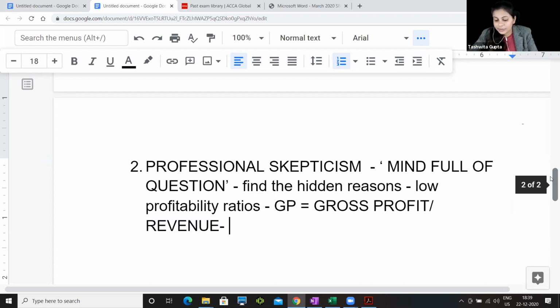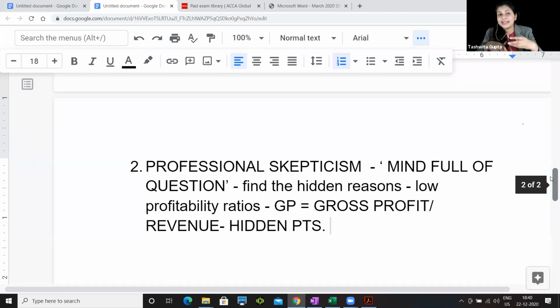So here in SBL, if in any requirement they state that there is a professional mark available for professional skepticism, that means there is a hidden point in the case study which you have to find, which you have to think yourself. You have to predict yourself. You'll have to analyze it yourself. So that is from the perspective of a businessman.